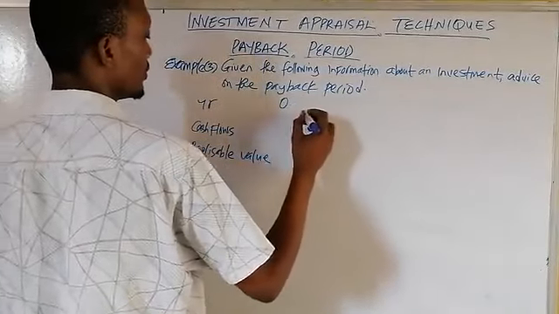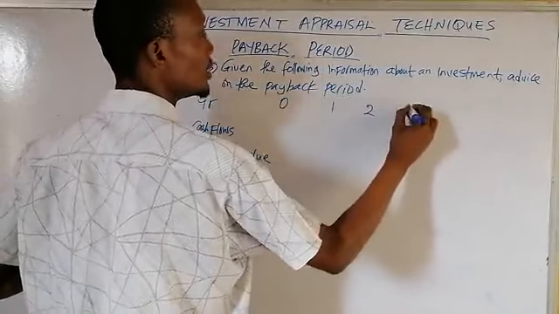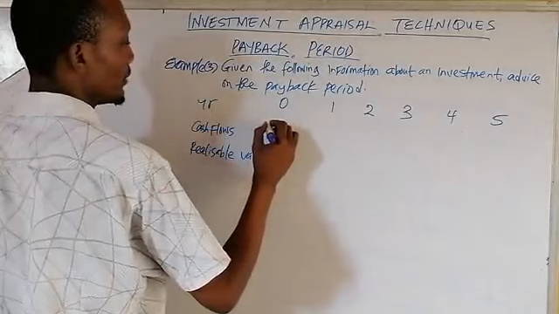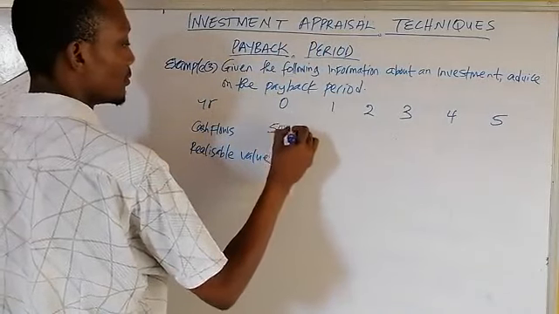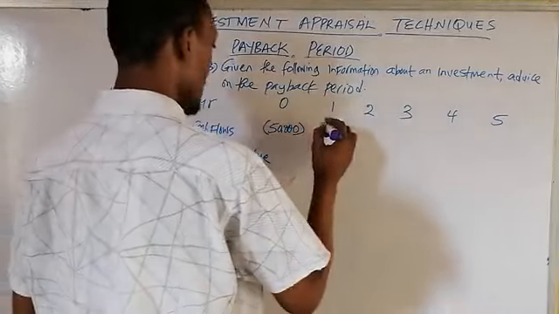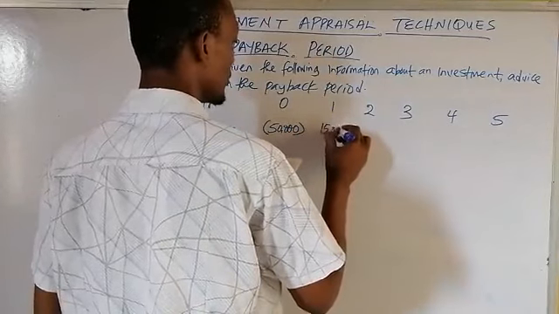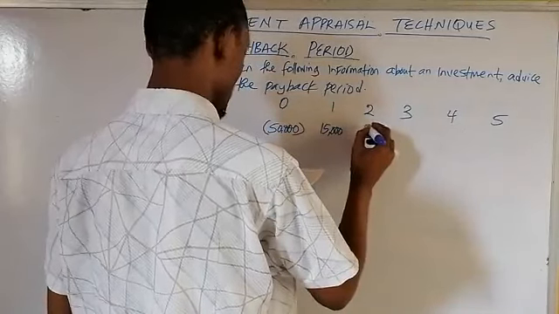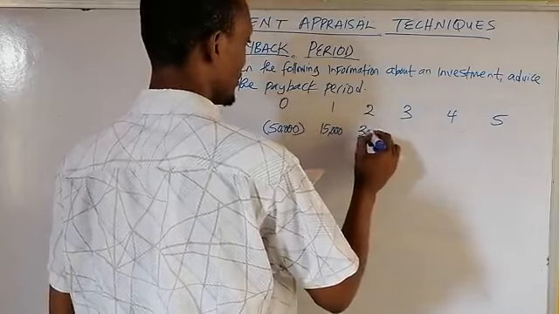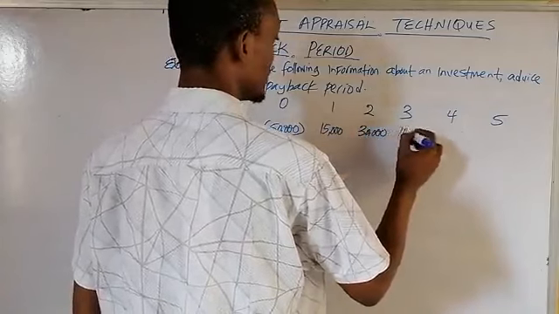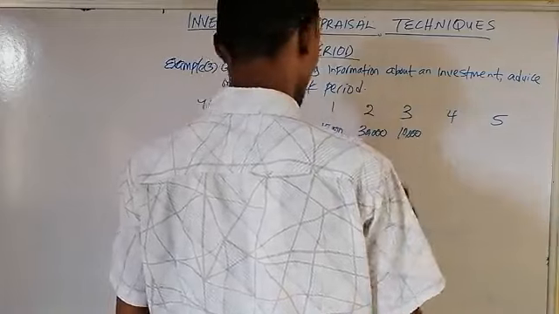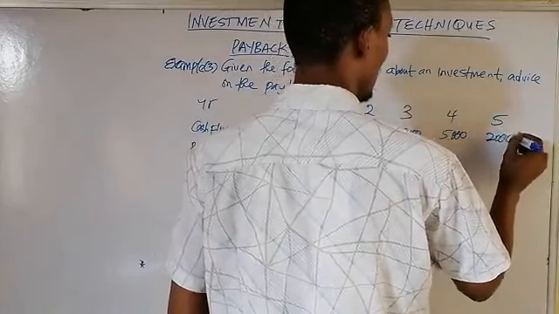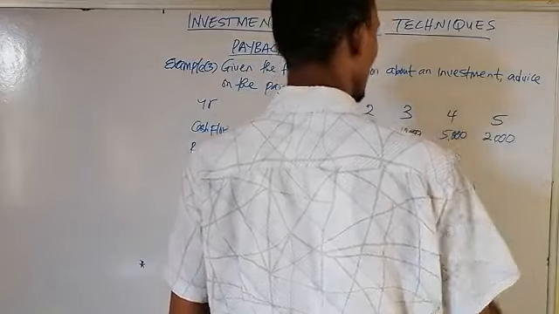So years we have 0, 1, 2, 3, 4, 5. In year 0, the cash flow is 50,000 in brackets. In year 1, we have 15,000. Year 2, we have 30,000. Year 3, we have 10,000. Year 4, we have 5,000. Year 5, we have 2,000.